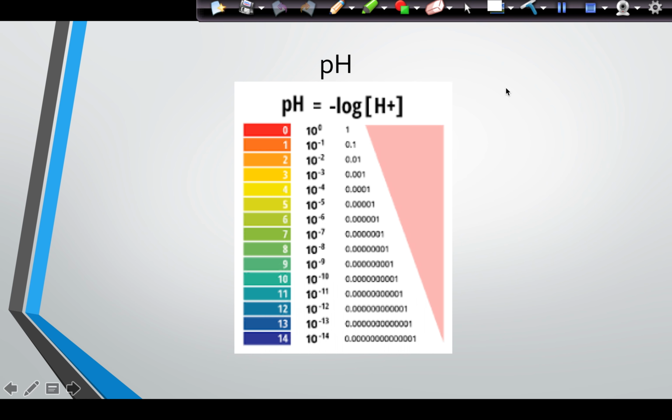When we're talking about the pH scale, it goes from, generally speaking, 0 to 14, and the pH scale is the negative log of the hydrogen ion concentration. Because every place on the pH scale is a factor of 10, increasing the pH by 1 makes it 10 times more basic. Decreasing the pH by 1 makes the solution 10 times more acidic.